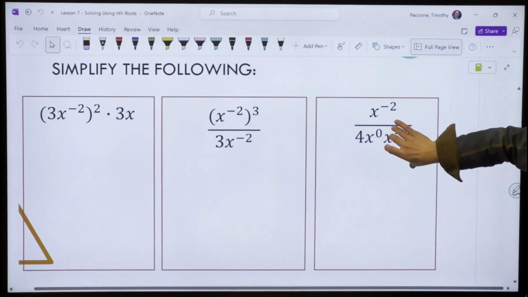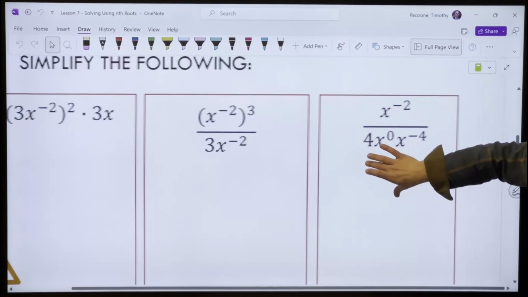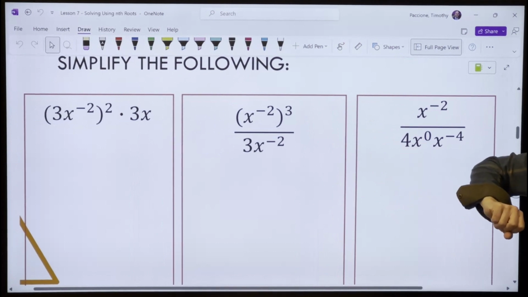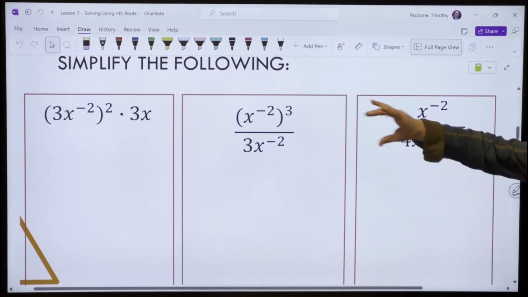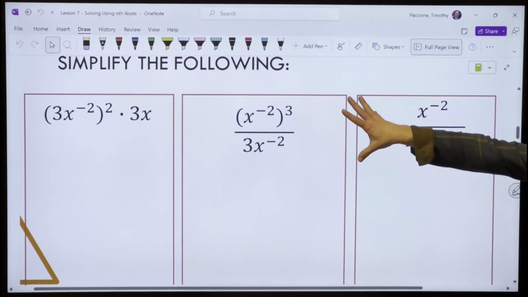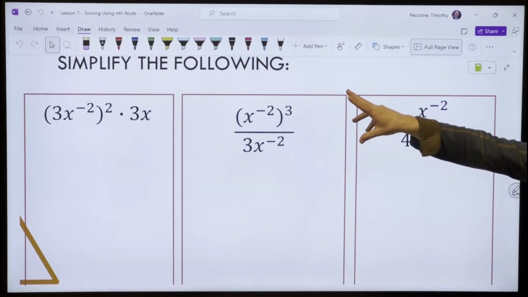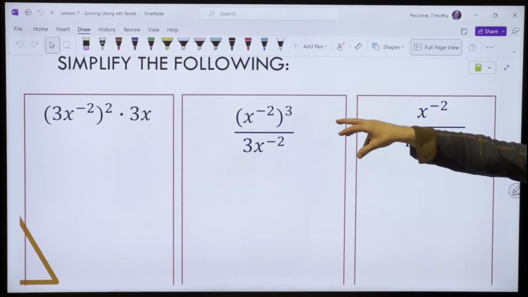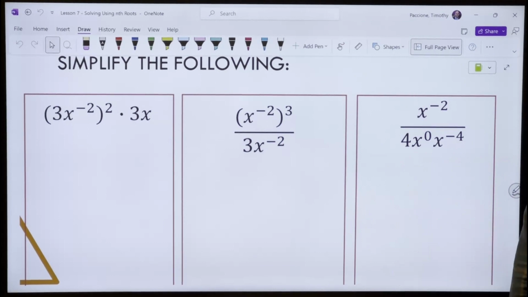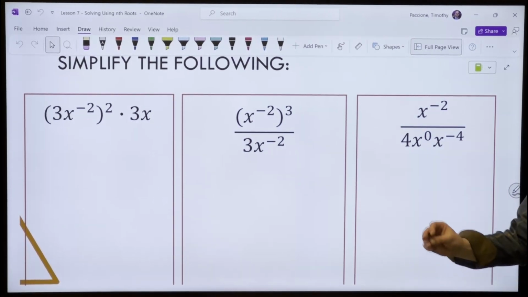Simplify the following. So we're just using our exponent properties to make sure that we can simplify these three problems. I'm going to give you a certain amount of time to do this. If you can get through 1, great. If you can get through 2, great. If you can get through 3, great. Just about getting the practice in that we need, right? I'll go over them after a little bit, but go ahead, start.